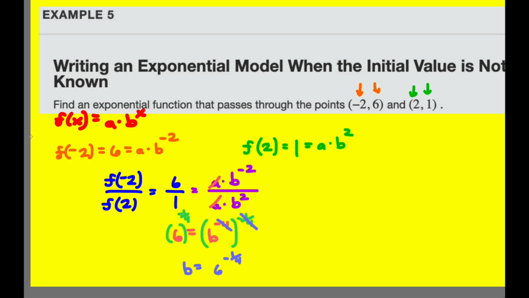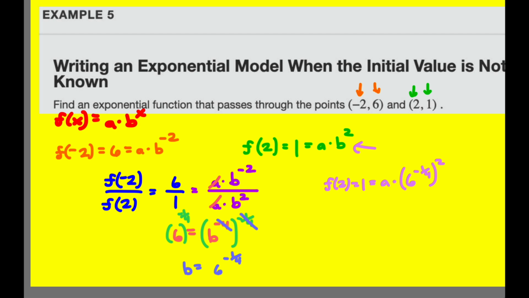To figure out our a, you can use either that green equation that we have up top or that orange one. I'm going to use the green because it's just easier numbers. There's no negatives. You get the same answer either way, so whichever one you want to do is completely up to you. But I'm going to use this one here. We just solved our b, so that means we have f of 2 is equal to 1, which is equal to a. That's what we're solving for. But we just found our b, which is going to be 6 to the negative 1/4 power squared.